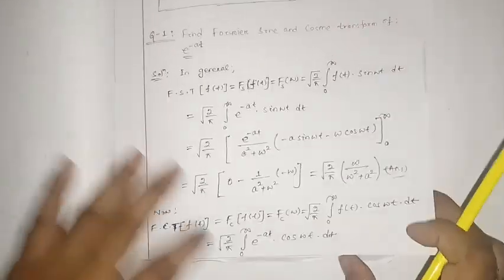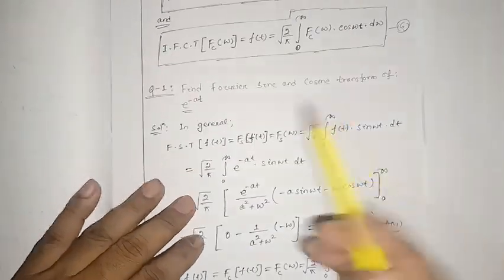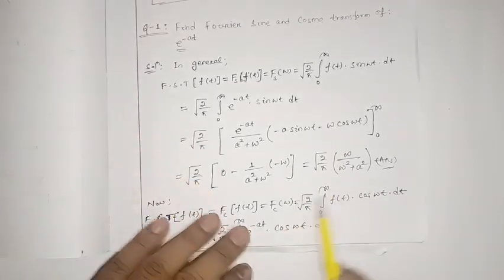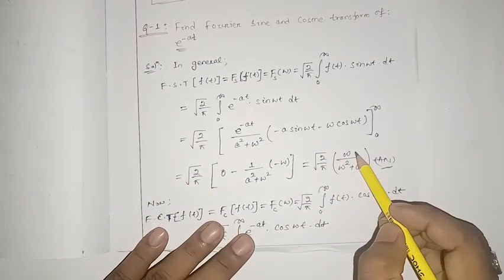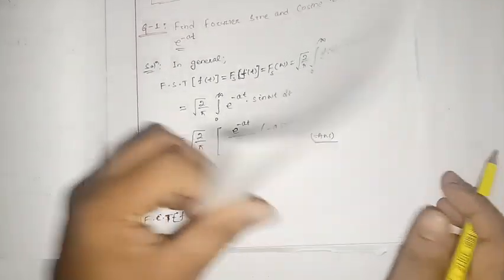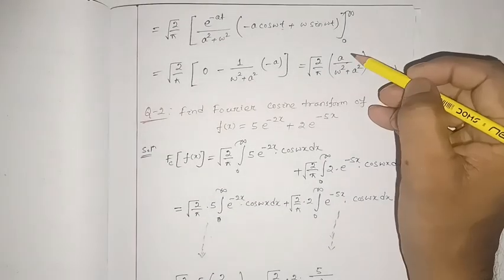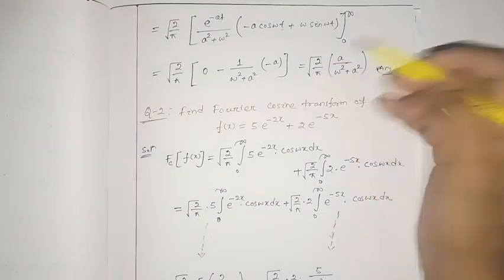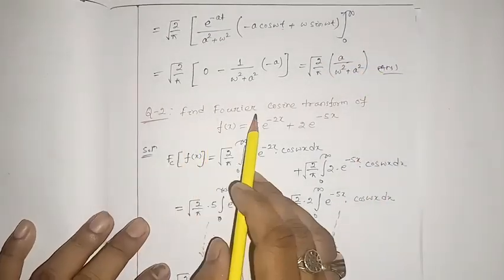So finally we got the answer: root over 2 by pi, a by omega square plus a square. You just keep in your mind, this is very important: the Fourier sine transform of e to the minus at is root over 2 by pi, omega by omega square plus a square. The cosine transform is a by omega square plus a square. Root over 2 by pi is common. Find the Fourier cosine transform.